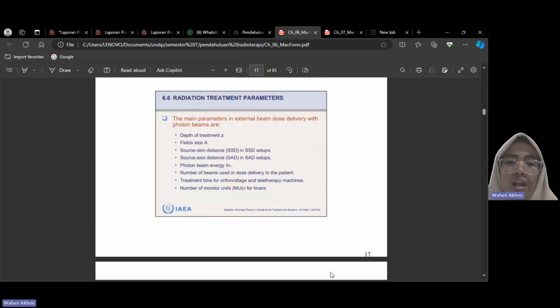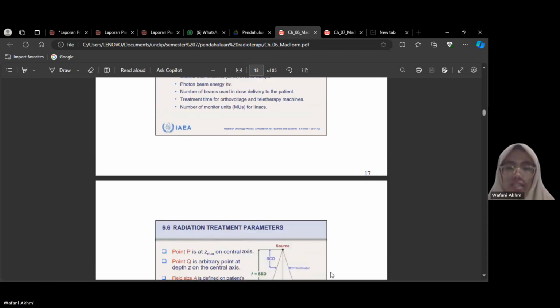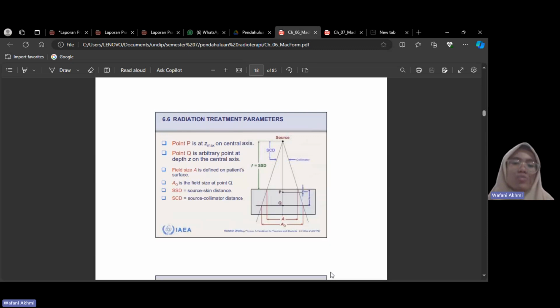The main parameters in external beam dose delivery with photon beams are depth of treatment Z, field size A, source skin distance or SSD in an SSD setup, source axis distance, and photon beam energy. Also the number of beams used in dose delivery to the patient, treatment time for orthovoltage and teletherapy machines, and number of monitor units or MUs for linacs. This is 6.6, radiation treatment parameters.